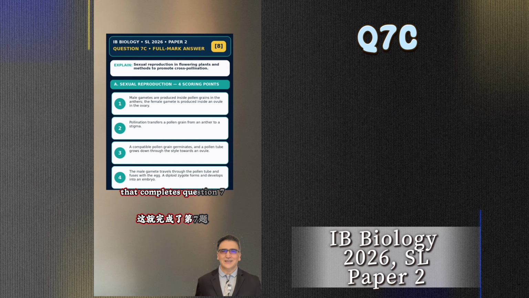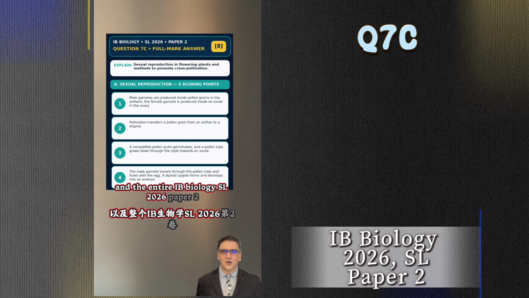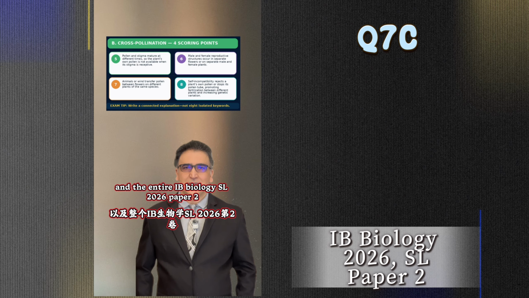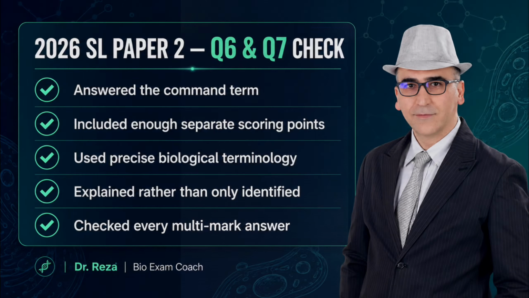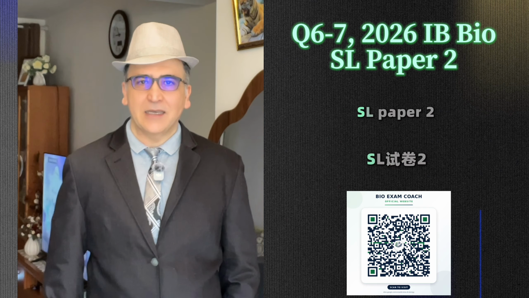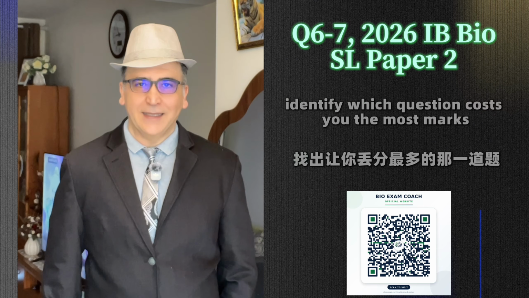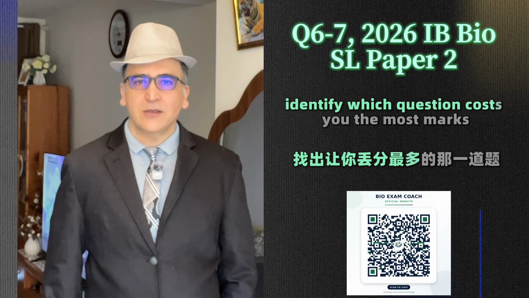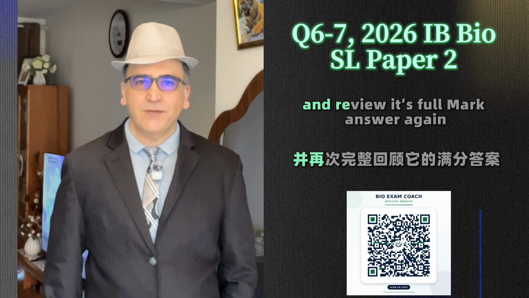That completes question 7 and the entire IB Biology SL 2026 Paper 2. That completes questions 6 and 7 of the 2026 IB Biology SL Paper 2. Identify which question costs you the most marks, and review its full mark answer again.